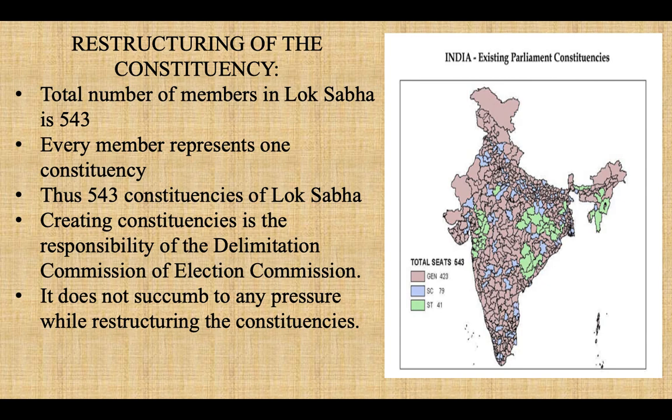Creating constituencies is the responsibility of the Delimitation Commission of the Election Commission. They are responsible for setting the boundaries of constituencies, and the Delimitation Commission does not succumb to any pressure while restructuring the constituencies. What do you mean by to succumb? To bow down to negative forces or to authority. Even the government cannot interfere in these decisions made by the Delimitation Commission. They are the ones who say that from this particular area to this particular area is one constituency. Together there are 543. Please underline that, it can also come as an objective type question.